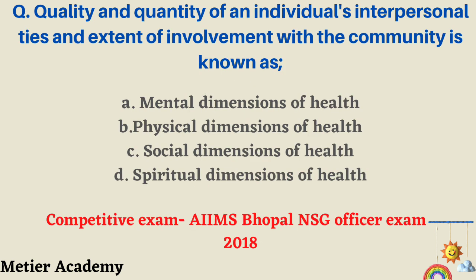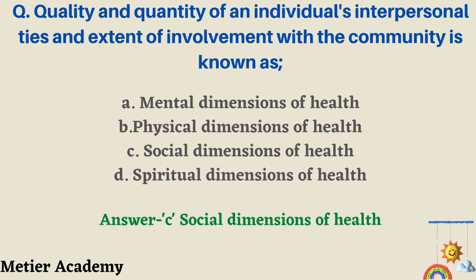The next question is, the quality and quantity of an individual's interpersonal ties and extent of involvement with the community is known as. The options are mental dimension of health, physical dimension of health, social dimension of health, spiritual dimension of health. This question was asked in the 2018 AIIMS Bhopal Nursing Officer Exam. And it is a direct question, and here the correct answer is option C, social dimension of health.